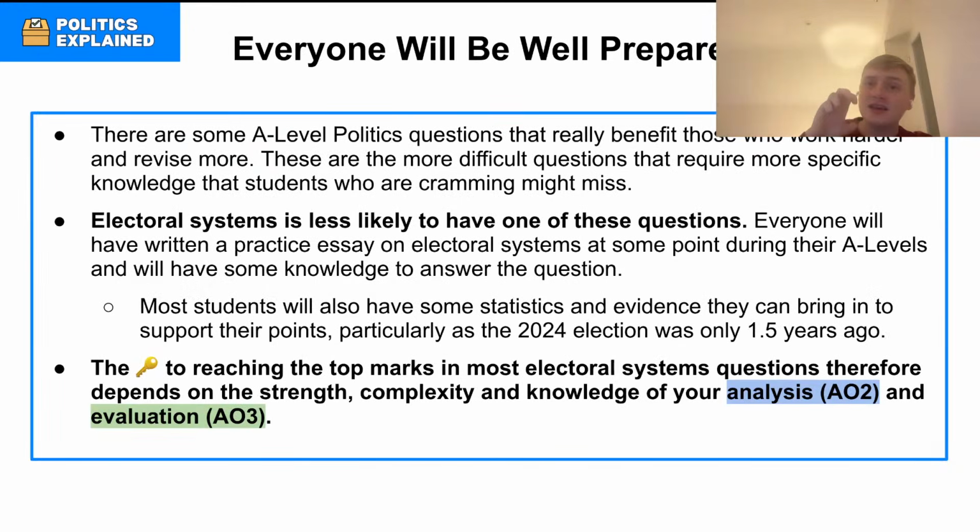The key point to understand for electoral systems is that everyone will be well prepared. There are some A-level politics questions that really benefit those who work harder and revise more. And these are the more difficult questions that require more specific knowledge that students who are cramming might miss. Electoral systems is less likely to have one of these questions. Everyone knows that it can come up, and everyone will have written a practice essay on electoral systems at some point during their A-levels and will have some knowledge to answer the question.